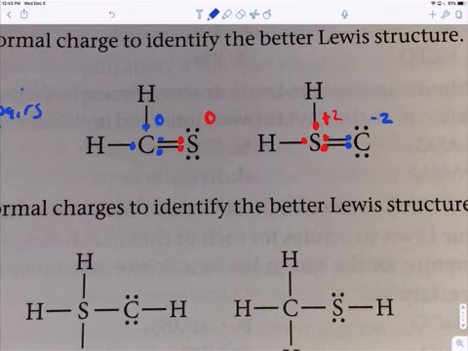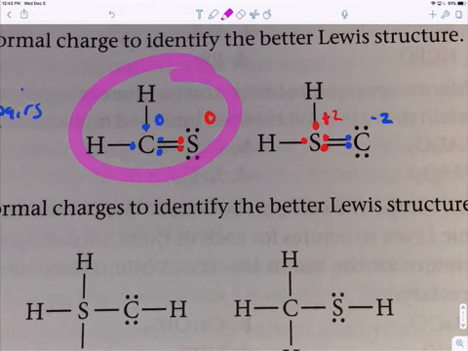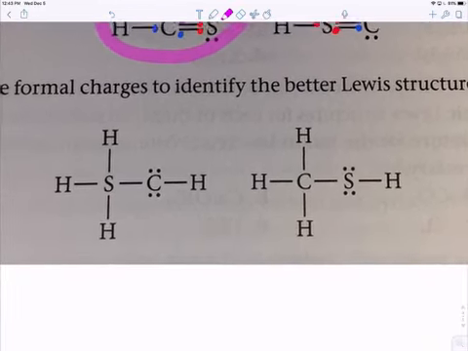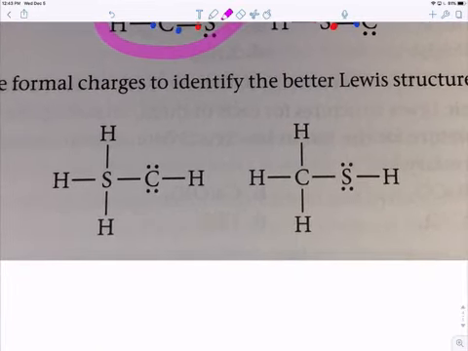So because of that, this is the better Lewis structure because it has the lowest formal charge. So does that make sense? Does anybody have any questions? All right, try it for this one.